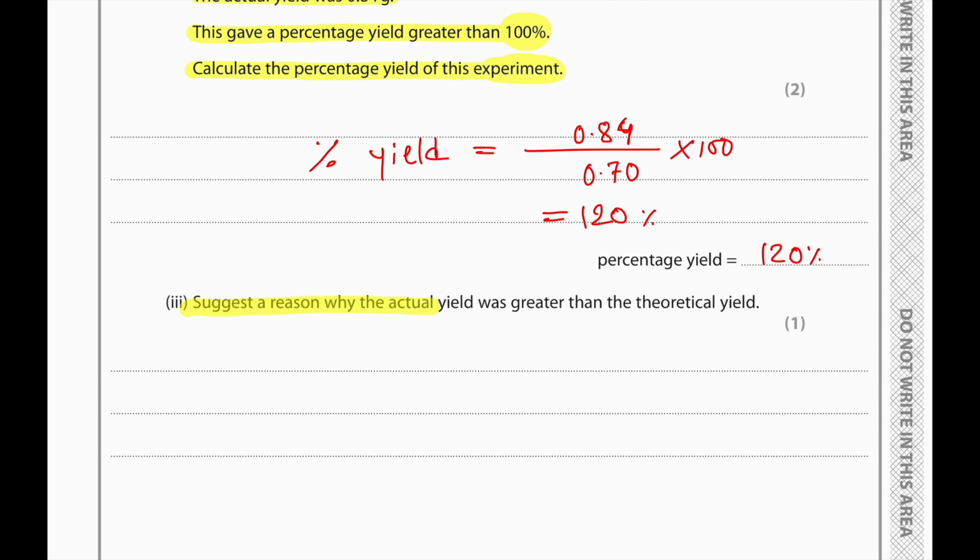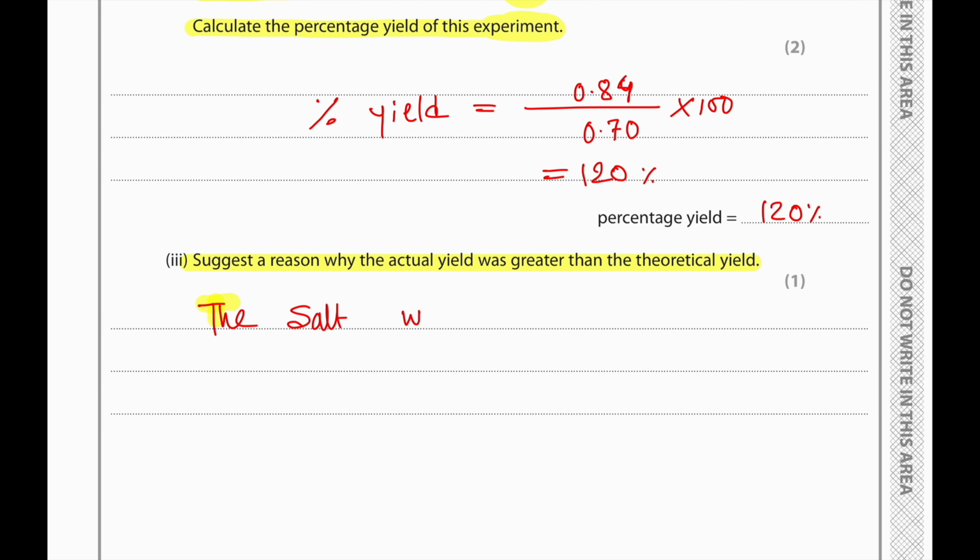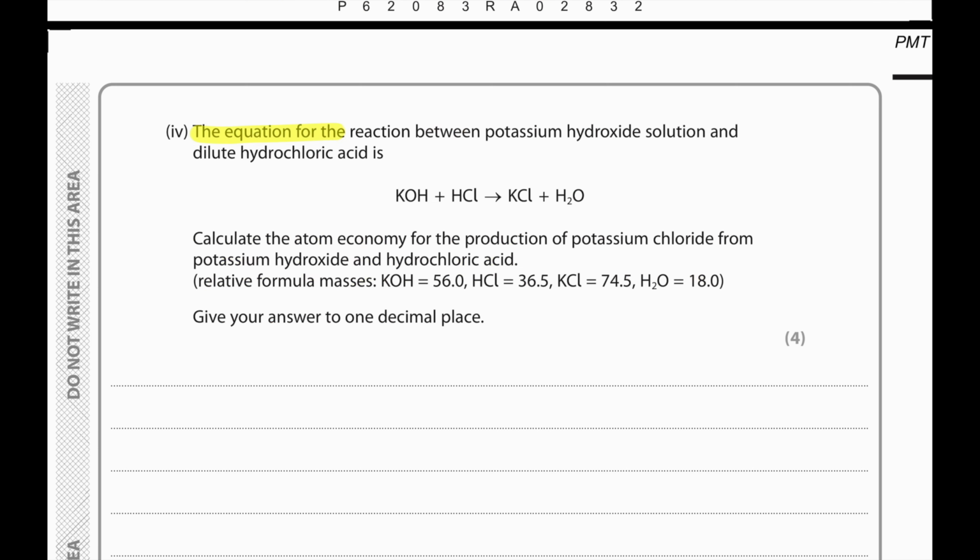Suggest a reason why the actual yield was greater than the theoretical yield. An easy explanation could be the presence of water of hydration, or we can simply say the potassium chloride salt was still wet. The equation for the reaction between potassium hydroxide solution and dilute hydrochloric acid: potassium hydroxide reacting with hydrochloric acid produces potassium chloride and water.